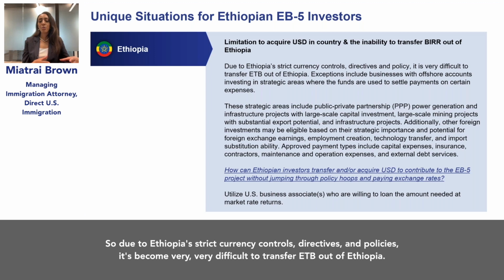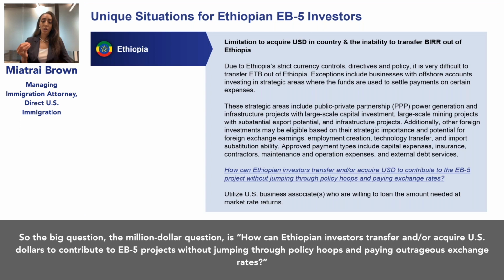Due to Ethiopia's strict currency controls, directives, and policies, it's become very, very difficult to transfer ETB out of Ethiopia. So the million-dollar question is, how can Ethiopian investors transfer or acquire US dollars to contribute to EB-5 projects without jumping through policy hoops and paying outrageous exchange rates?